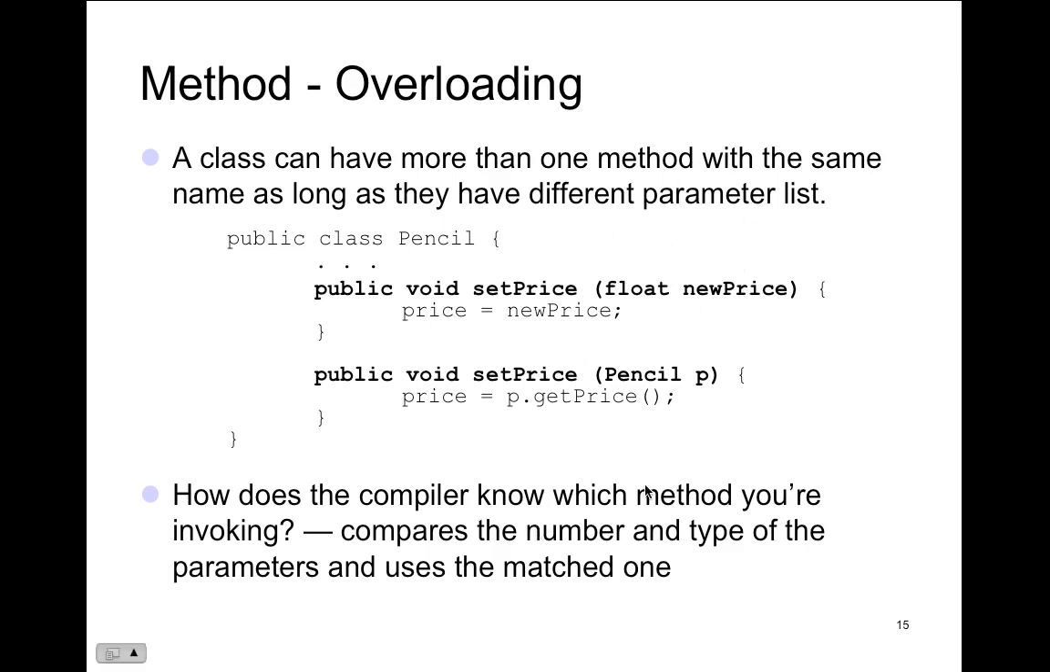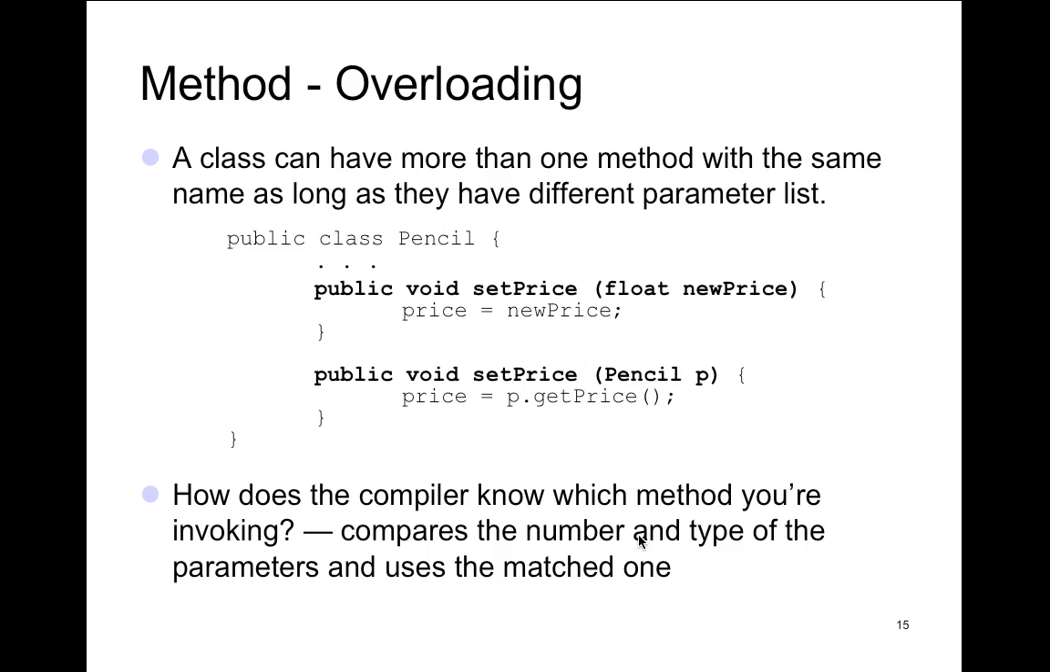So how does the compiler know which method you're invoking? Well, it compares the number and the type of the parameters and matches it. Let's say you want to calculate an average price. We're sending it a double, or we're sending it an integer. It's going to find, hopefully, the matching method, and it's going to run the one that's appropriate to it. Basically, this concept is also referred to as overloading.